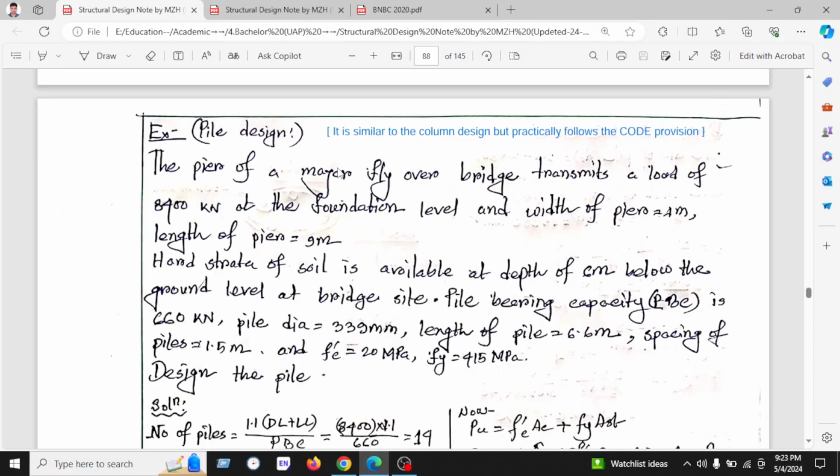Hello everyone, today I am going to show the pile design. Before showing the pile design, I want to note that pile design is similar to column design, but practically we follow the group provision.